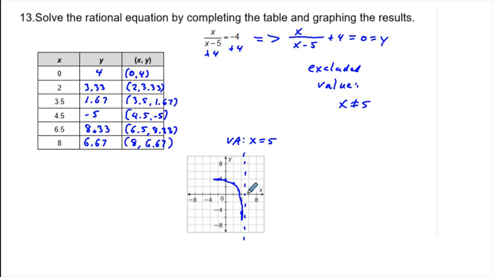We have 6.5, 8.33. So 6.5, 8.33 is going to be about right here. And then we have 8, 6.67. So 8, 6.67 is going to be about right here. So on the right side, things are going to look something like this. And so what we have here is x equals 4 is our solution by graphing. So that's how we'd find that. That's what it should look like.